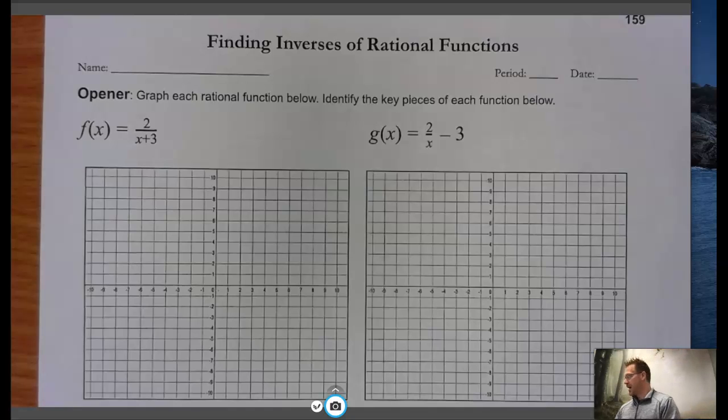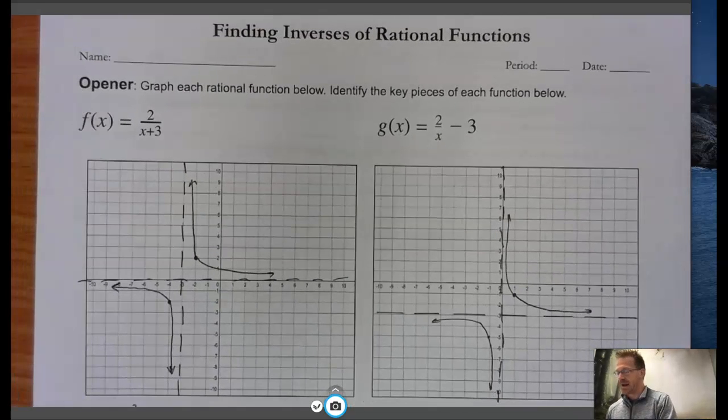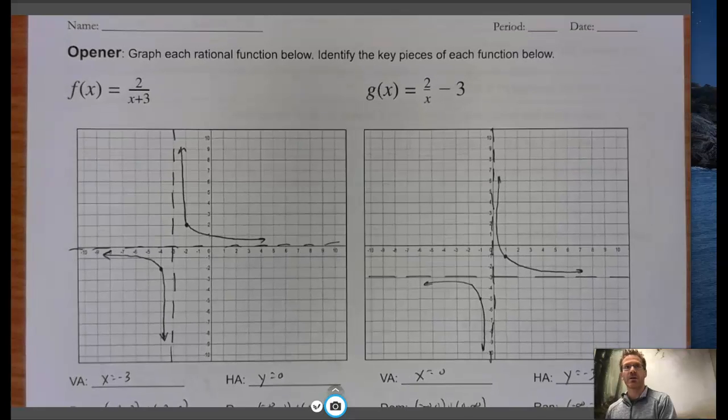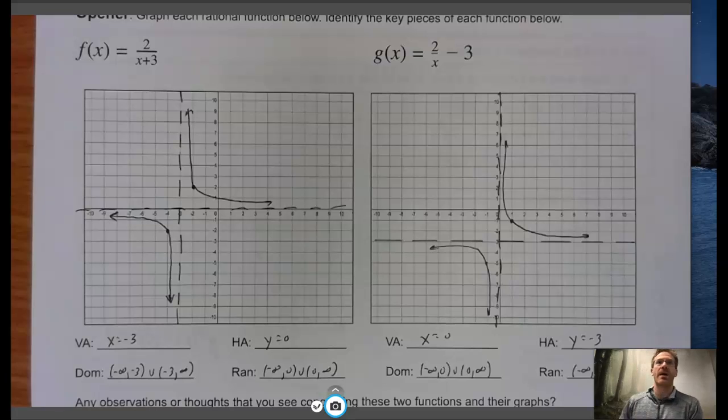All right, so I'm going to throw my graph up here. Like I said, I had to dig it out. I had it misplaced there. So let's look at both graphs here. So you can see both graphs. Hopefully those match what you did.